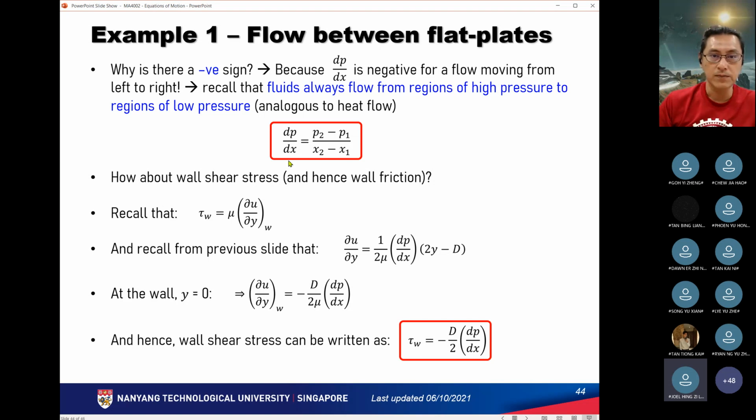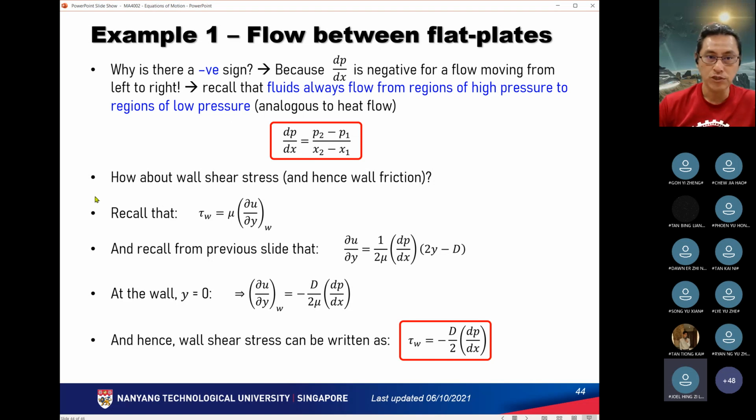Because dp by dx, by definition, is P2 minus P1, the downstream pressure minus the upstream pressure, divided by the downstream location minus the upstream location, x2 minus x1. So P2 must always be less than P1, because the pressure gets lower and lower if you go further and further downstream. So that's the reason why we have a negative term for u max, because dp by dx is always a negative term.